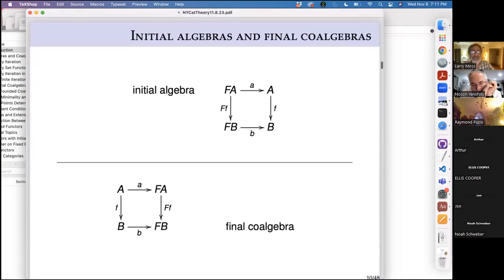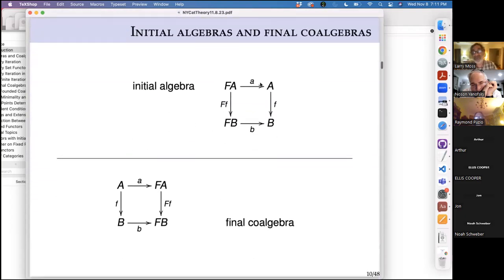And then there's the definition of an initial algebra. An initial algebra is an algebra that you can go to from every algebra in a unique way. And a final coalgebra, which is the main topic of this talk, is a coalgebra so that you can get from every coalgebra to it uniquely. So it's exactly the dual kind of concept.